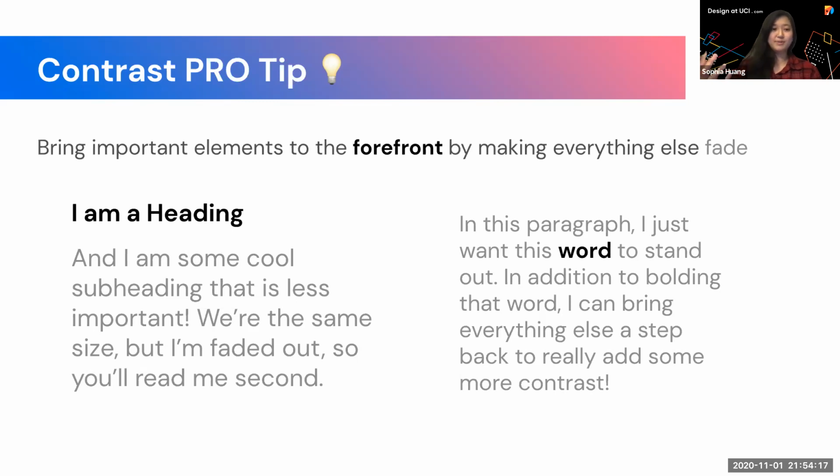A really cool pro tip is that when you want to make something shine, you can also do that by making everything else fade. As you can see in the left-hand example, the heading in black and the copy underneath are actually the same size. The only difference is that I made the heading bolded, and I also made the body copy lighter at the same time. On the right, I only wanted that one word to stand out, so I bolded it and kept it black, but everything else I pushed back into the background. That way there's more contrast and you can see that word stand out more.